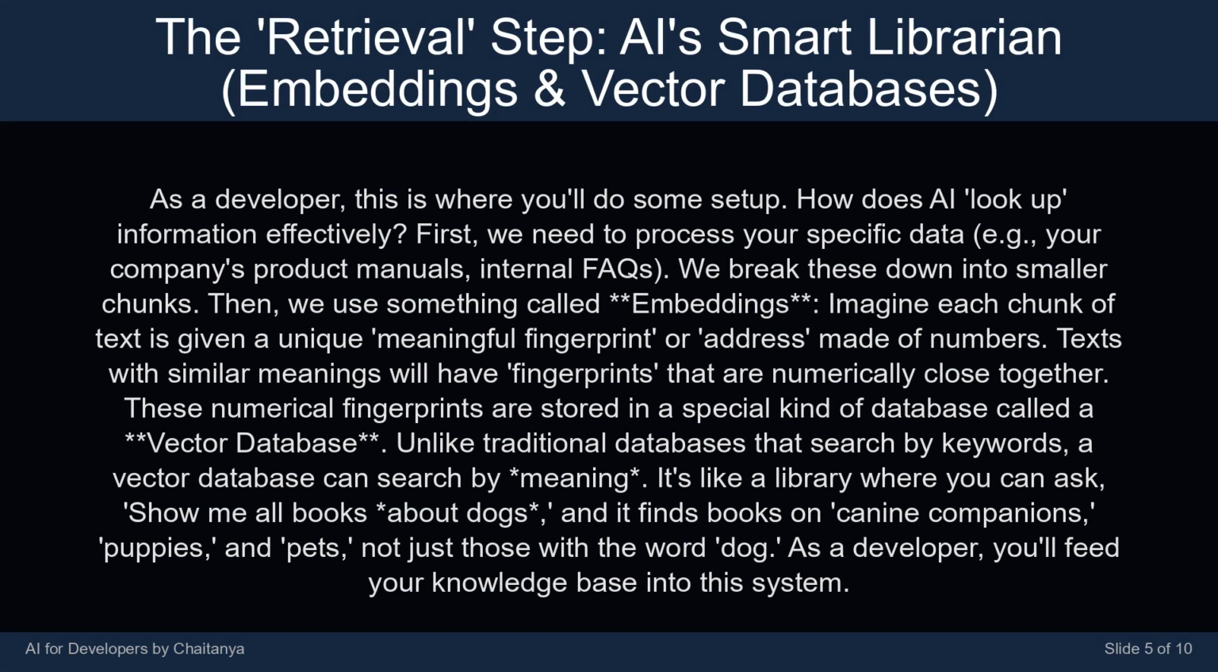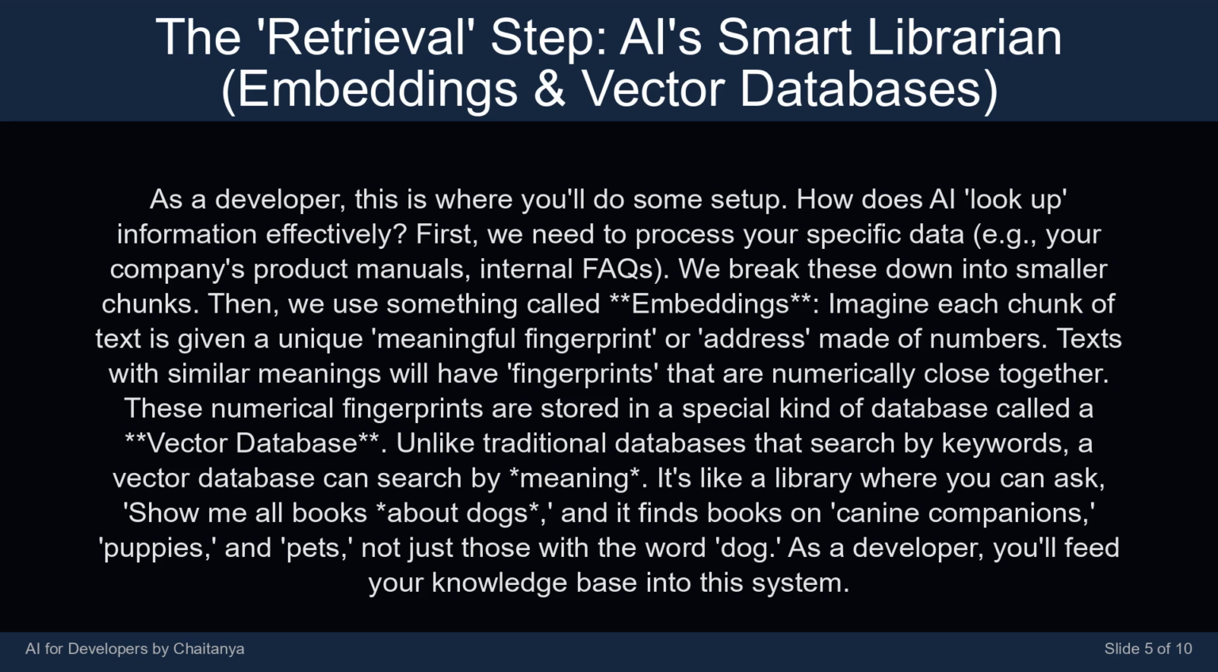As a developer, this is where you'll do some setup. How does AI look up information effectively? First, we need to process your specific data, e.g., your company's product manuals, internal FAQs. We break these down into smaller chunks. Then, we use something called embeddings. Imagine each chunk of text is given a unique, meaningful fingerprint or address made of numbers. Texts with similar meanings will have fingerprints that are numerically close together.